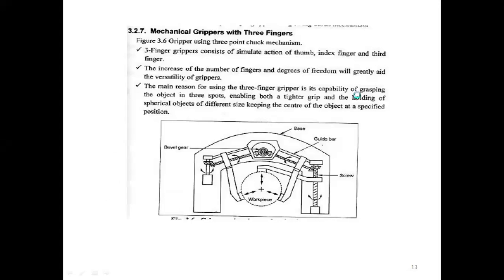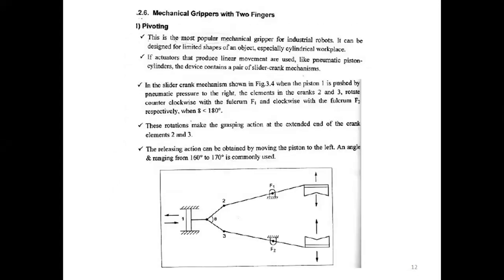So last class, we have seen what is an end effector. What are the major two types of end effectors? We have grippers and tools. So what is a gripper and what are all the different types of grippers?